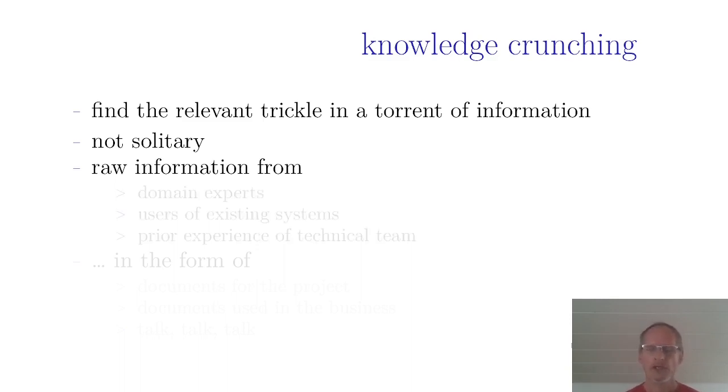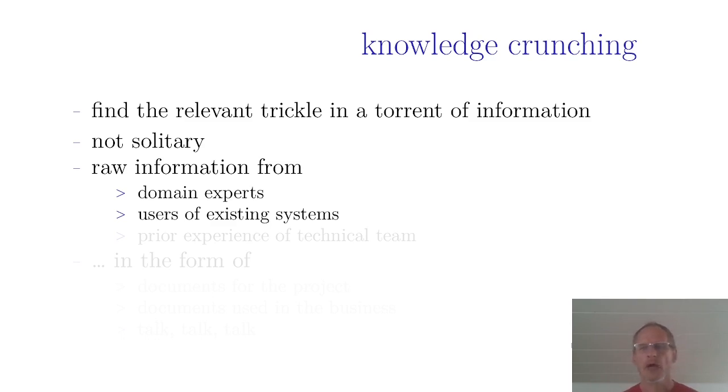In knowledge crunching, we use raw information from many different sources. One source is the domain experts. Either we have interviewed them and we have recorded what they had to say, but it would be better if we have the domain experts on the team and we can involve them in these knowledge crunching activities.